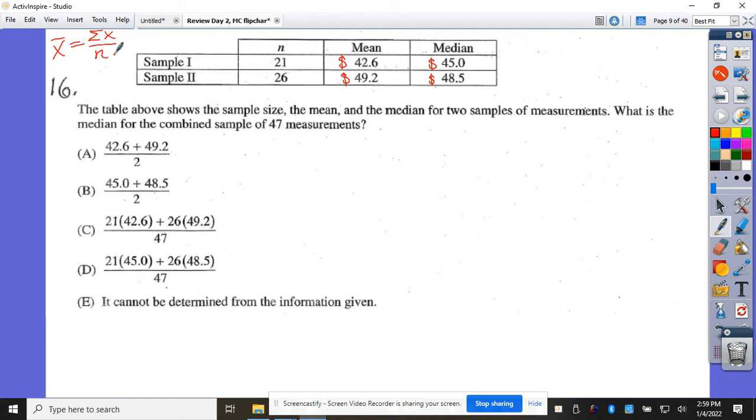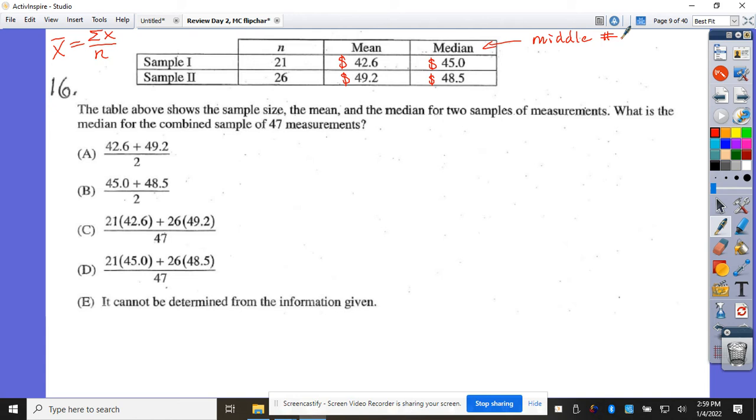How do I find median? The middle number, or all the numbers, how many numbers there are, plus 1, divided by 2, and that just tells you where it is. That doesn't actually tell you what the number is. So I have an equation for mean. I do not have an actual equation for median.